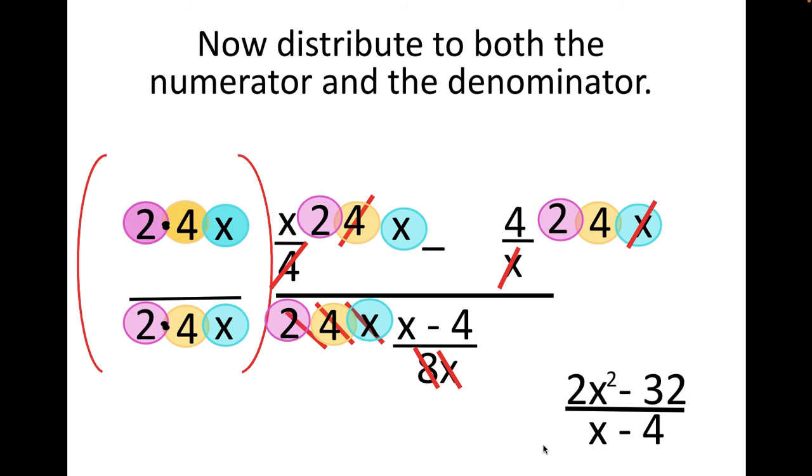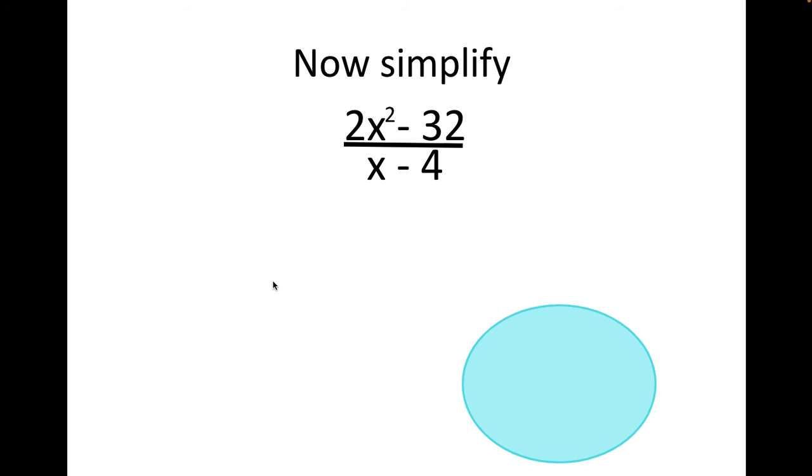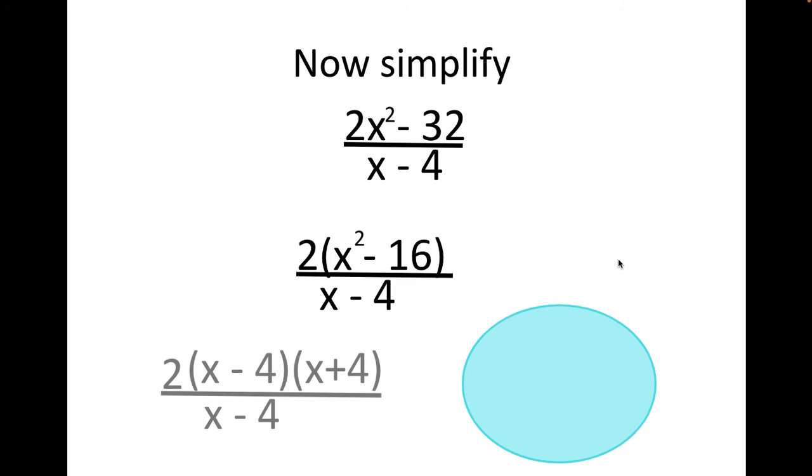Now we're not done. You now need to simplify this rational algebraic expression. And so, first, we're looking at the numerator, and hopefully you will notice that you can pull a GCF out. Now, hopefully you will notice you have x squared minus 16. That is a difference of 2 squares. So I factor that into 2 times x minus 4, x plus 4.